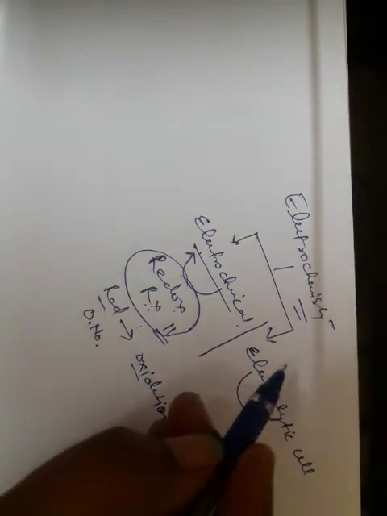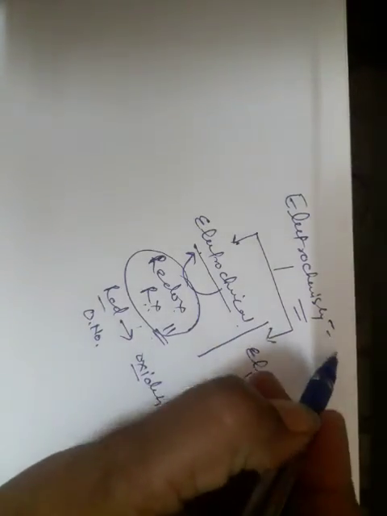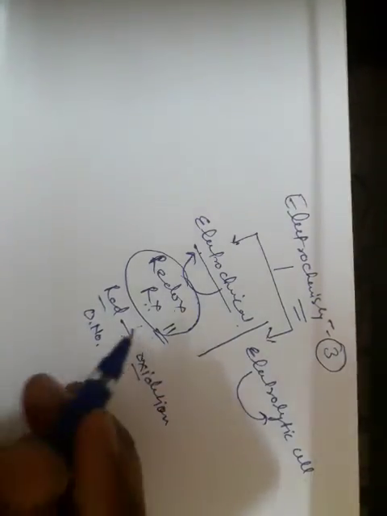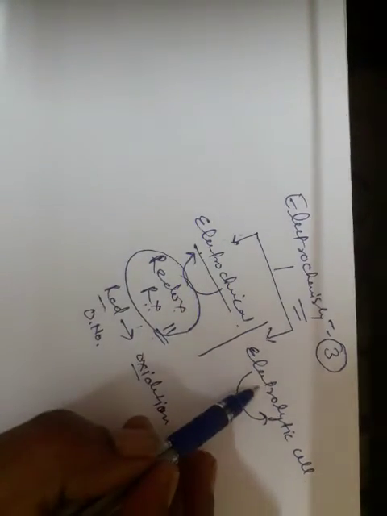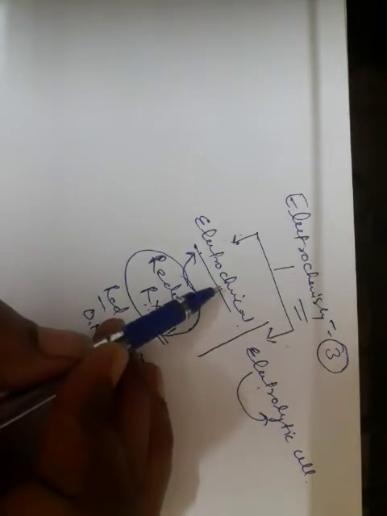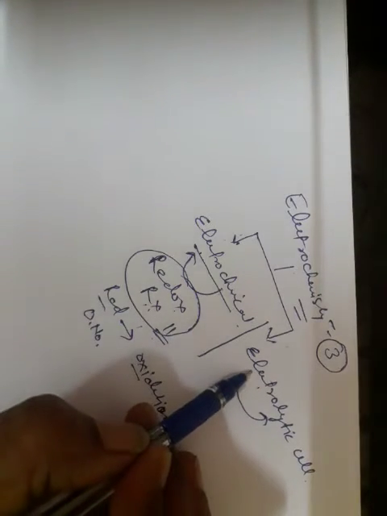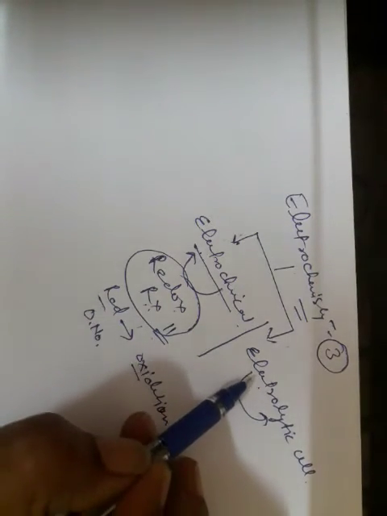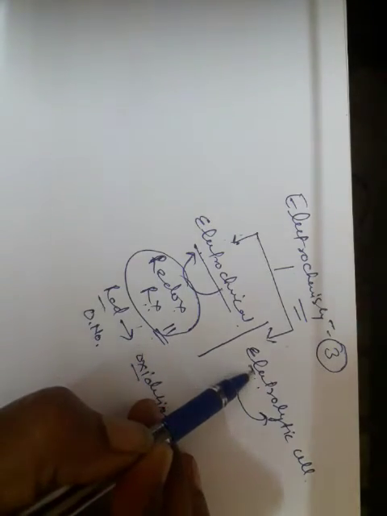Students, today we are going to discuss a new chapter, chapter number 3, electrochemistry. The electrochemistry chapter is divided into two major categories: electrochemical cells and electrolytic cells. Electrochemical cells are those cells in which chemical energy is changed into electrical energy, and electrolytic cells are those cells in which chemical changes are taking place with the help of electricity.